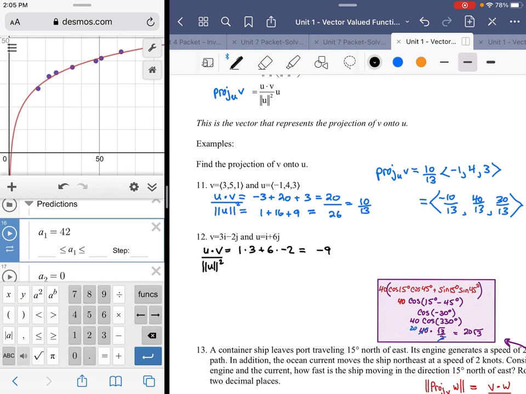one of the shortcuts that we learned is that if you want to find the magnitude of U, well, the magnitude of any vector squared, you could always just dot a vector to itself. All right, so in this case, the vector is 1, 6. So it'd be 1 squared plus 6 squared, which would give a result of 37.